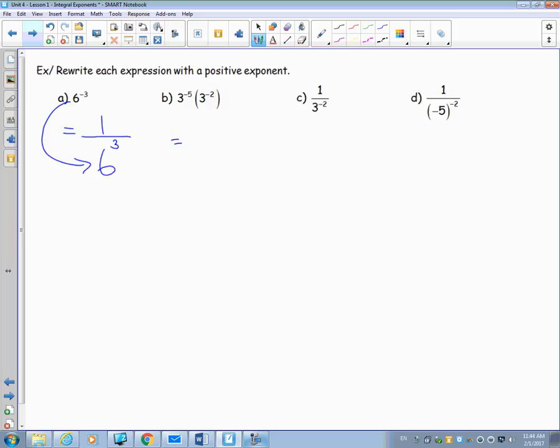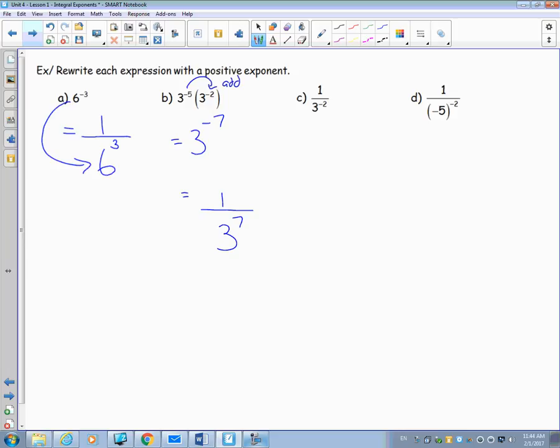Try the next one. Oh, I've got multiplying bases. I need to add. That gets me 3 to the power of -7, which I can write as 3 to the 7 on the bottom and a 1 on the top. I flipped my base. The next one.